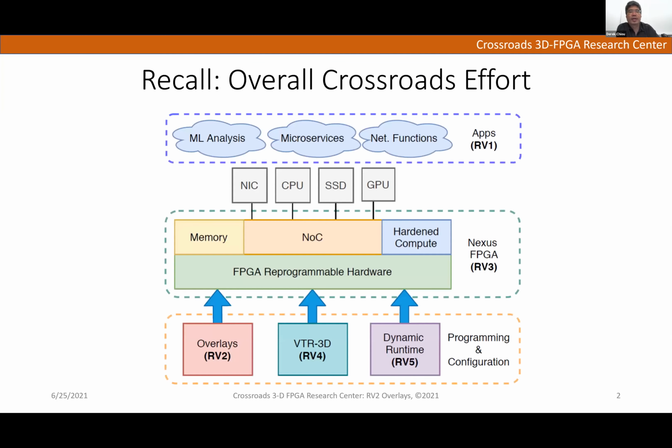this work. All right, so going back, I think those of you who've seen any of these talks before, this is the overall Crossroads effort. This is what Intel and VMware had sent out a request for proposals, and we responded to. But fundamentally, there's 5 research vectors. Research vector one is essentially applications. What we proposed and what we're working on is machine learning analysis, microservices, and network functionality.